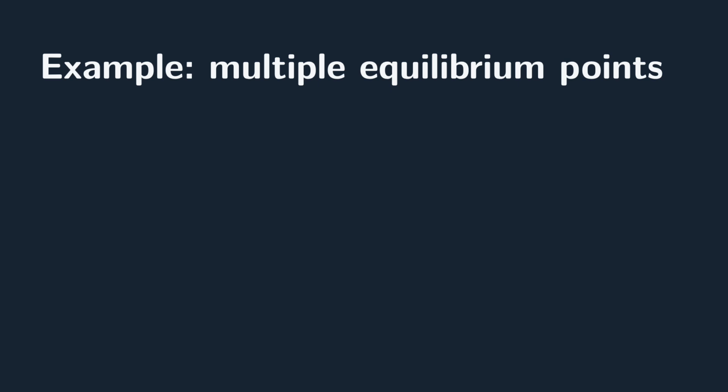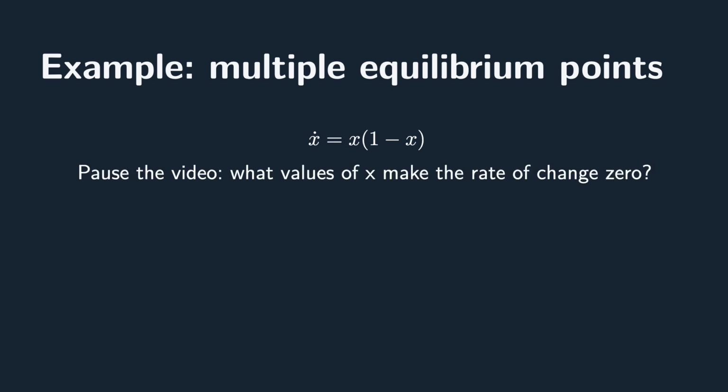Now let's look at an example with more than one equilibrium point. Suppose the system is described by x dot equals x times (1 minus x). Again, to find equilibrium points, we ask, what values of x make the rate of change 0? You may want to pause the video here and try this before we look at the answer.